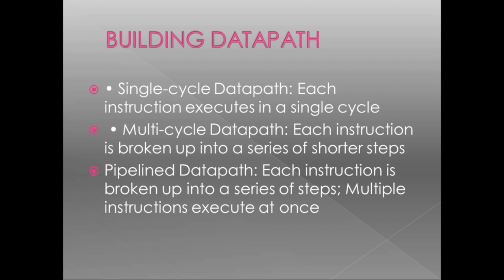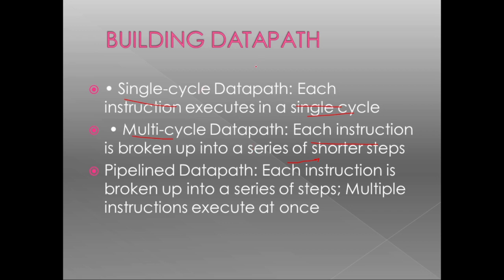So the next topic is building a data path. How is the data path built inside the processor? What are the ways to build a data path in the processor? We will build a data path either as a single cycle data path, where each instruction executes in a single cycle, or a multi-cycle data path, where each instruction is segregated into parts and then executed. This is the difference between the single cycle data path and multi-cycle data path.